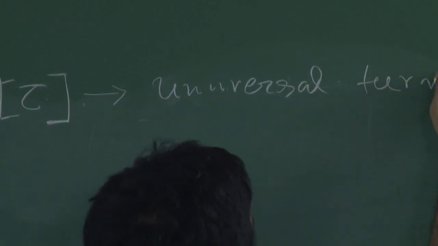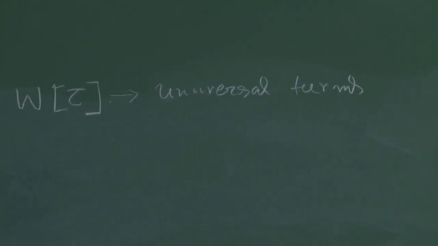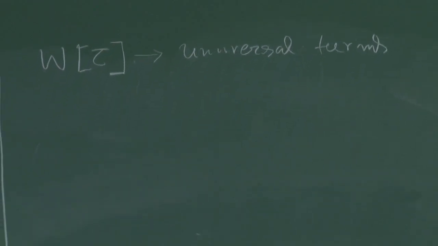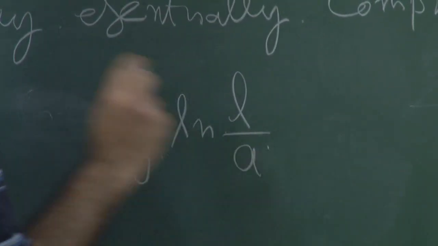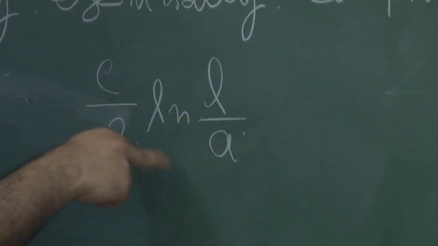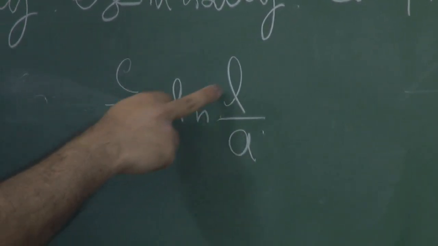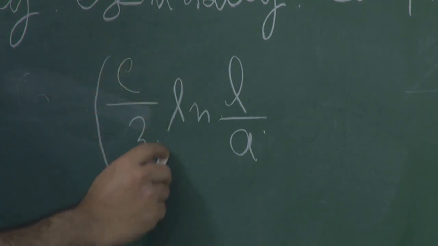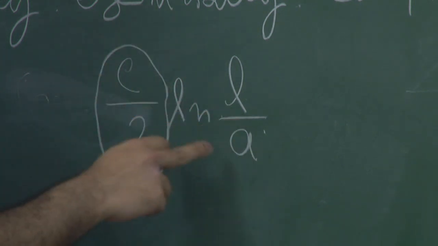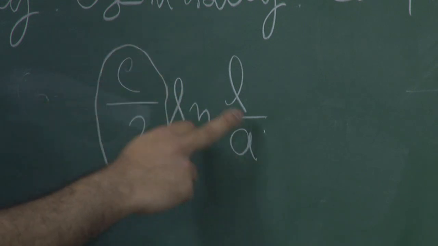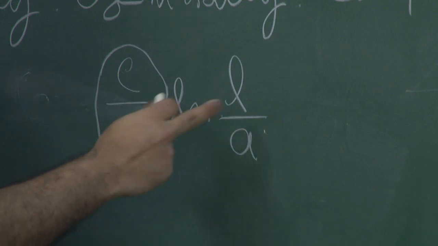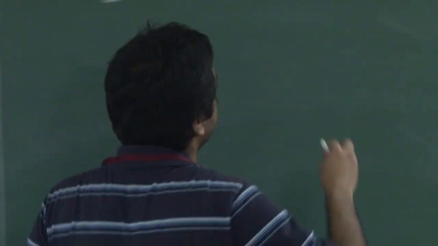It's not universal in the sense that, for example, in 2 dimensions we had a structure like this, that we had the entropy going like C over 3 log L over A, and this is a UV divergent quantity. But since it's a logarithmically divergent quantity, the coefficient of this log, C over 3, does not depend on what ultraviolet cutoff you choose. So that's a universal quantity, but this universal is something which I'll explain.